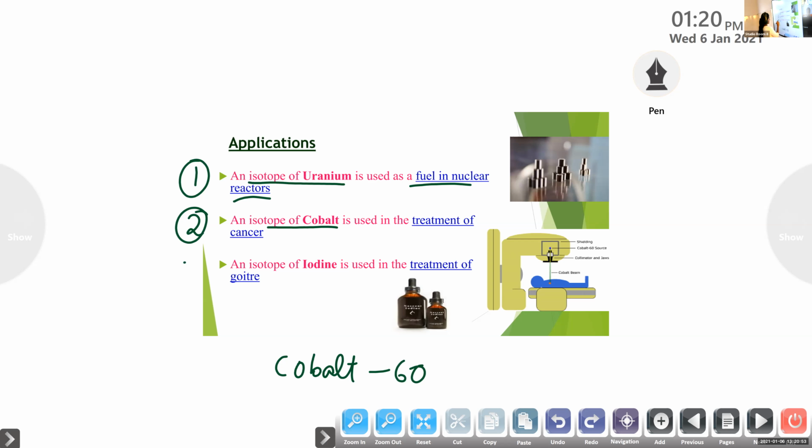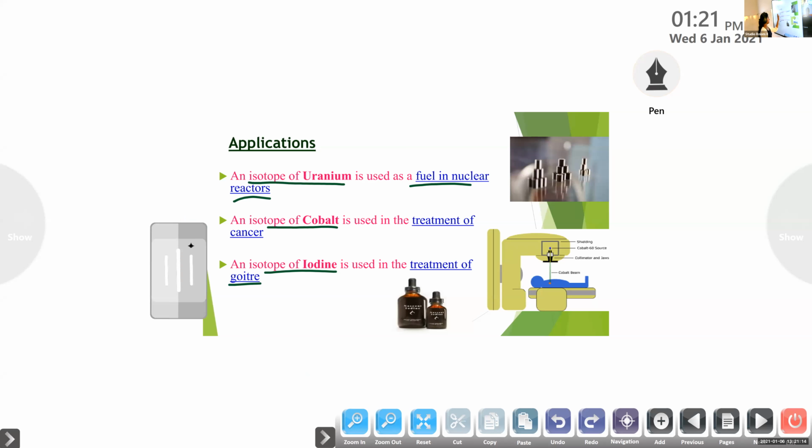The third one is the isotope of iodine. It is used in the treatment of the disease goiter, something related to the thyroid. And these three are the important applications of certain isotopes. So, Abin, can you read these three applications?